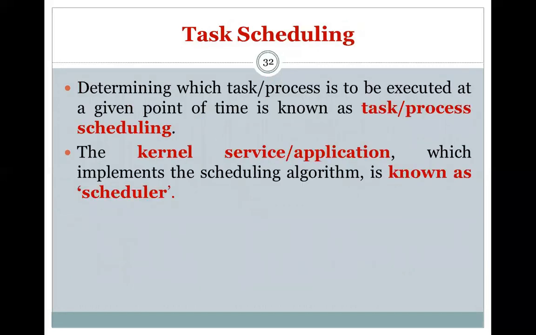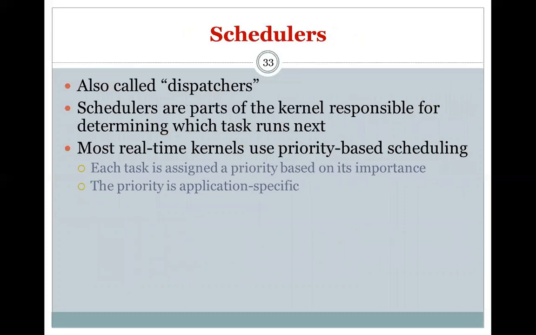Task scheduling. Determining which task or process is to be executed at a given point of time is known as task or process scheduling. The kernel service application which implements the scheduling algorithm is known as the scheduler. Schedulers are also called dispatchers. Schedulers are part of the kernel responsible for determining which task runs next. Most real-time kernels use priority-based scheduling. Each task is assigned a priority based on its importance. The priority is application specific.